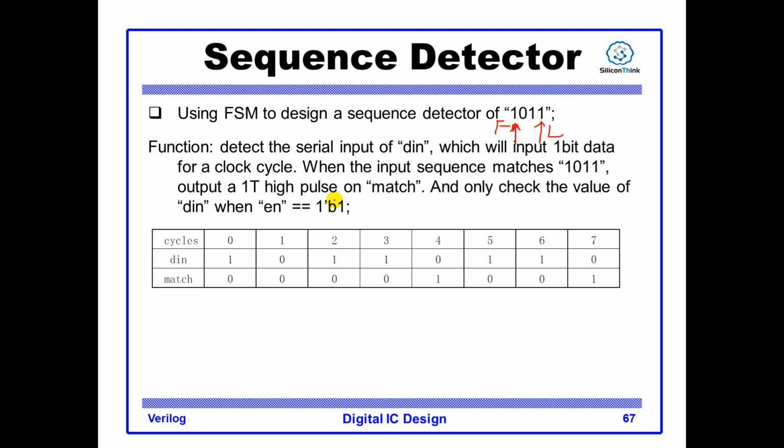These bits will be serial input from the input pin D in, which will input 1 bit of data every cycle. When the input sequence matches 1 0 1 1, the output signal match will give a 1T pulse, 1T high pass, and it will be 1 cycle later than the detection of the sequence.